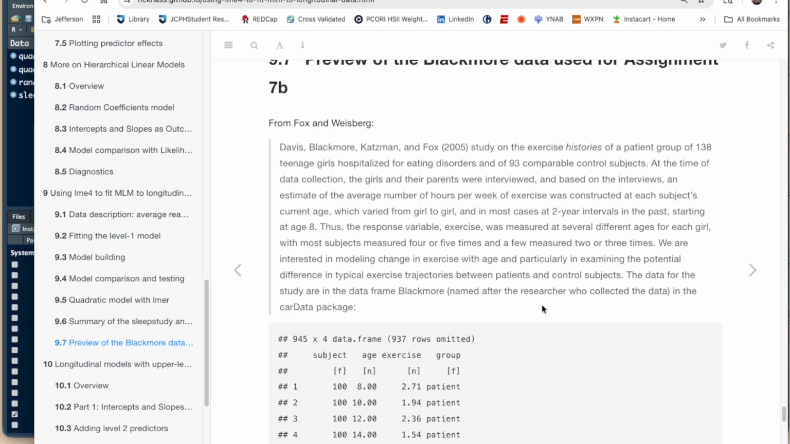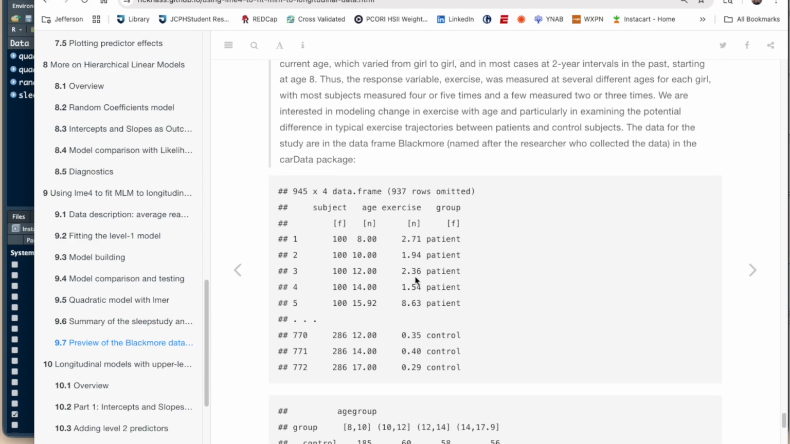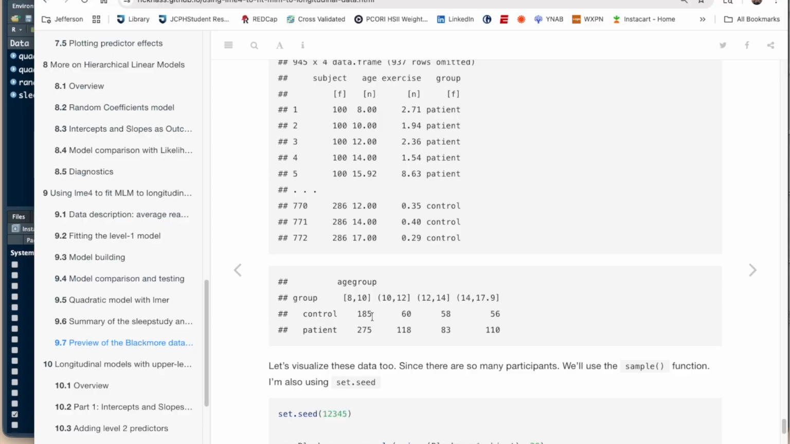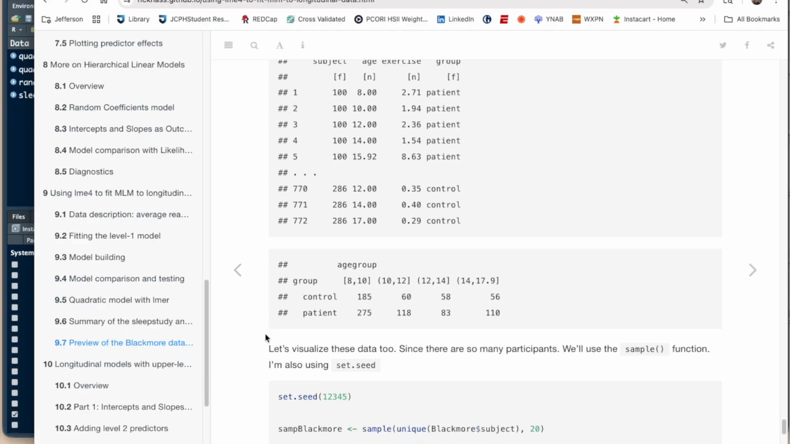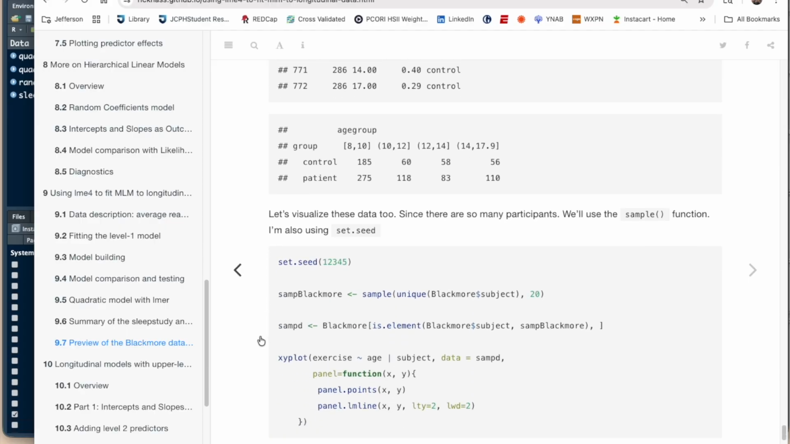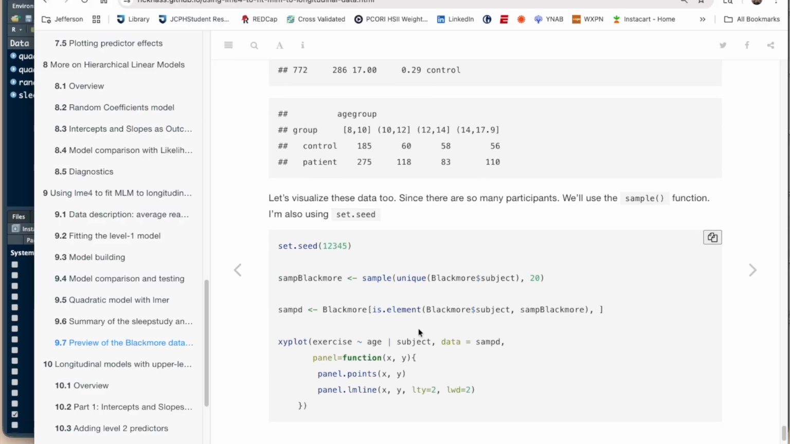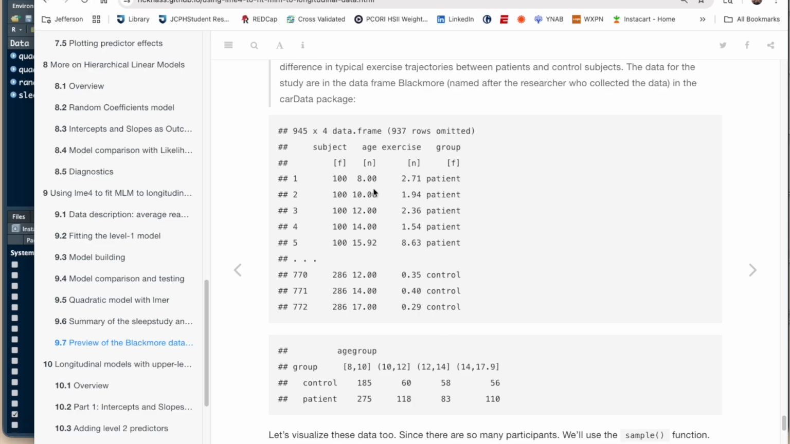It basically leaves us with an unequal number of observations. You can see here that for each group, the control group who don't have an eating disorder and the patients who are hospitalized for eating disorders, as they go back into the past, there's an unequal number of observations at each time. That's totally okay.